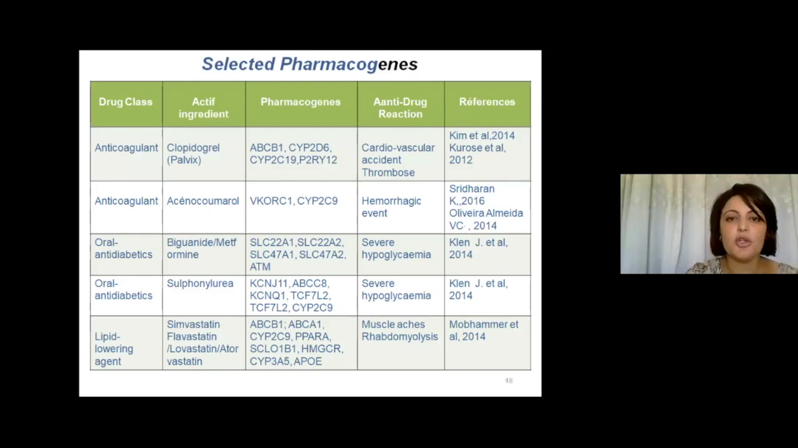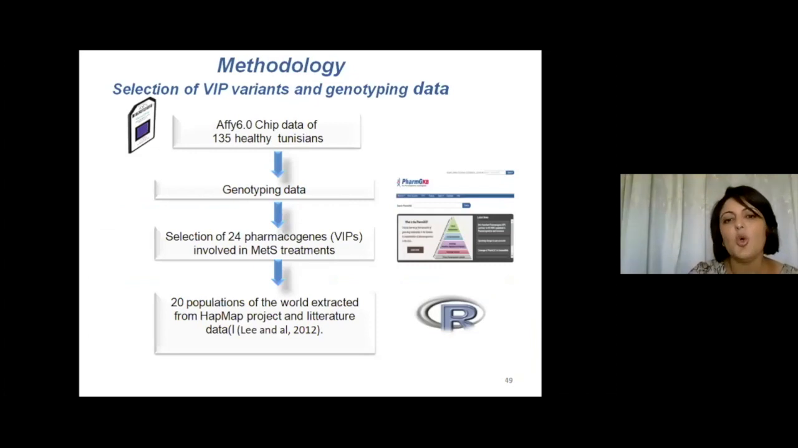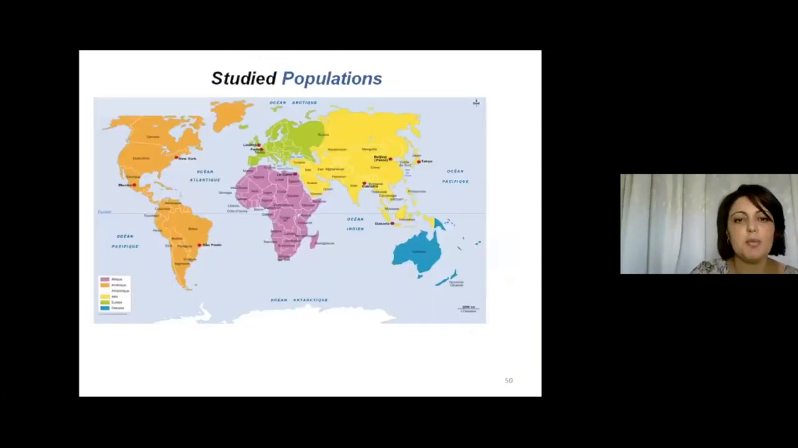To perform this work, we selected very important pharmacogenes involved in the response to medication usually used in the treatment of metabolic syndrome patients. For example, anticoagulants, oral antidiabetics, and lipid-lowering agents. So then we studied the variability of these genes, and we compared this variability with 20 populations from the literature and from public data. Populations included North African, Asian, European, and American populations.